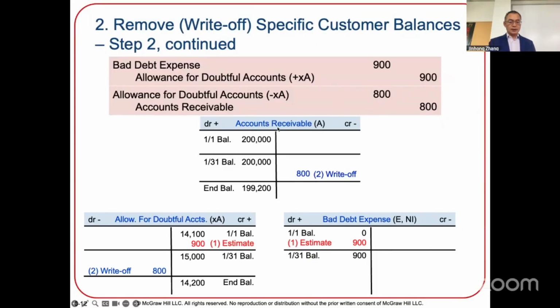So this is how we did it. Step one, the bad debt expense, and then this one, you reduce it. Okay. And then on the accounts receivable, you get rid of the $800 completely. And then the bad debt expense, yes, we already booked. And then here, the allowance, the bad debt expense is here. And when you write off the allowance, the $800, and then you have the note, have the total.